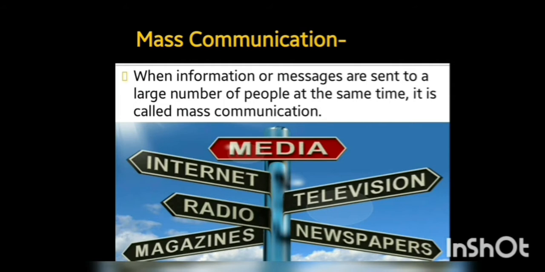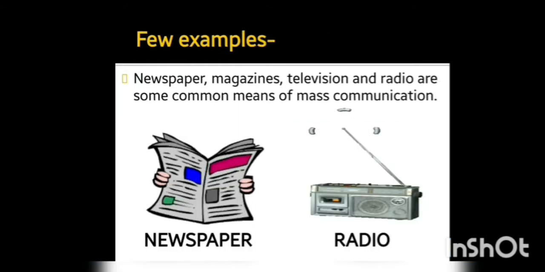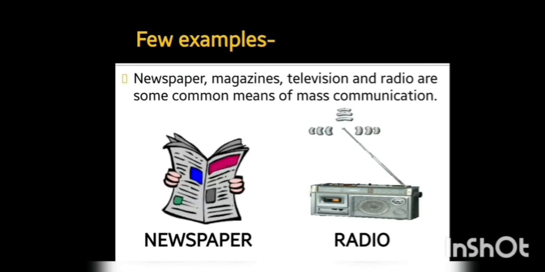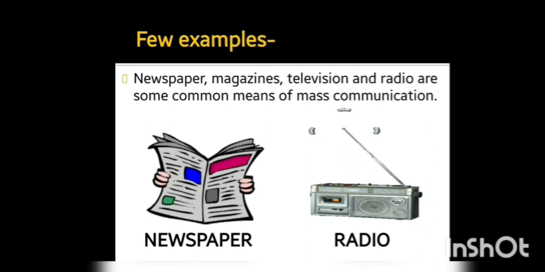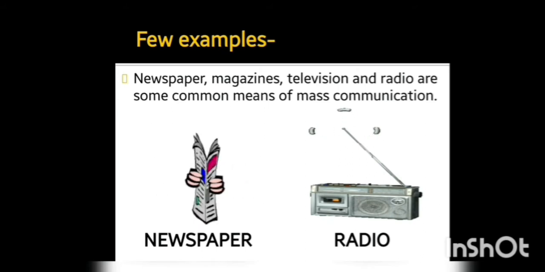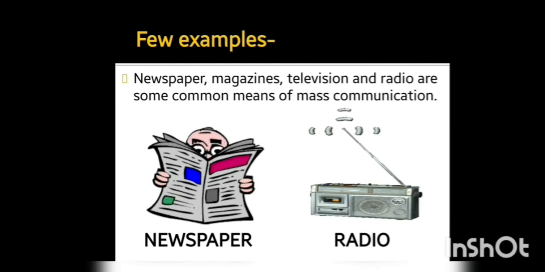Okay, mass communication can be of many types. Those are media, internet, television, radio, magazines, newspapers, etc. So today we are going to learn about newspapers, magazines, television and radio. These are some common examples, or some common means, of mass communication.